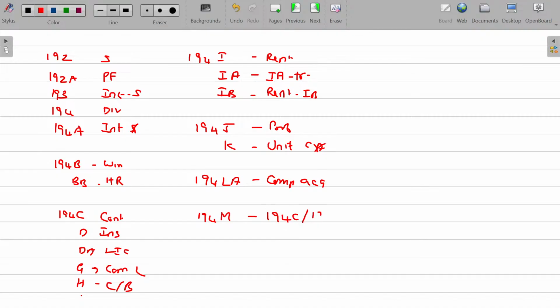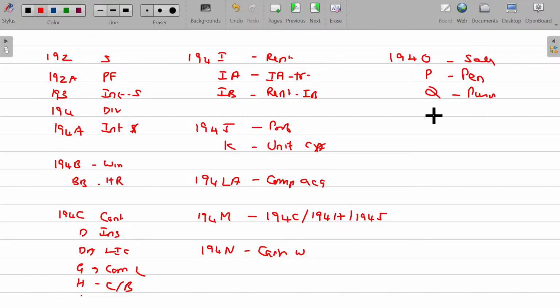194C, 194H, and 194J. In those provisions, if you have escaped, then one more condition is laid. If that condition is satisfied, then automatically you will fall under 194M. And 194N is all about cash withdrawal. And 194O, sale of goods. P, pension. Q, purchase of goods. R, perquisites in case of PG. Hope you will now be able to remember all these sections. Clear?